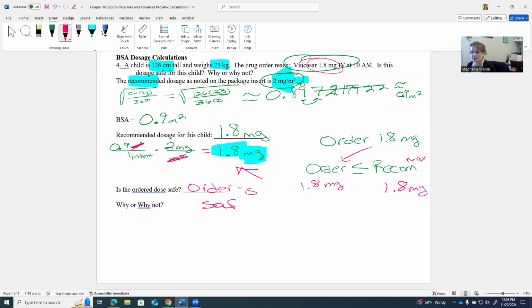So you can administer it. And it's safe because it was equal to the maximum, it did not exceed the maximum. It did not go over the maximum recommendation. Okay.